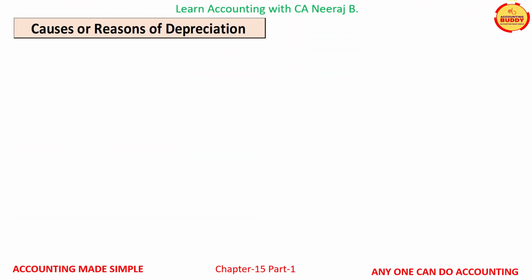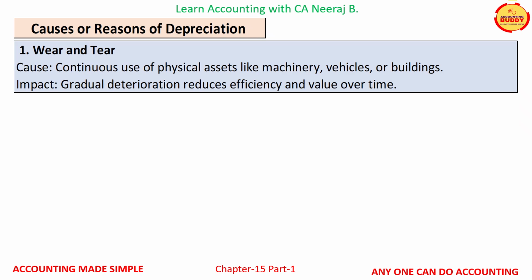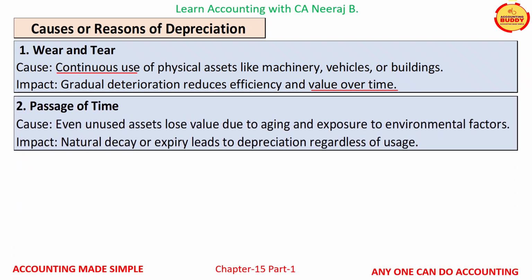Let us learn the reasons and causes of depreciation. Wear and tear is caused by continuous use of physical assets like machinery, vehicle or buildings. The impact of wear and tear is gradual deterioration which results in reducing the efficiency and the value over time. Passage of time is another cause of depreciation. Even unused assets lose value due to aging and exposure to environmental factors. Natural decay or expiry leads to depreciation regardless of usage.